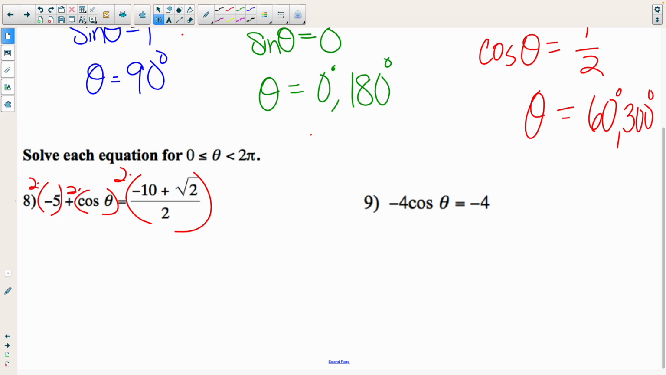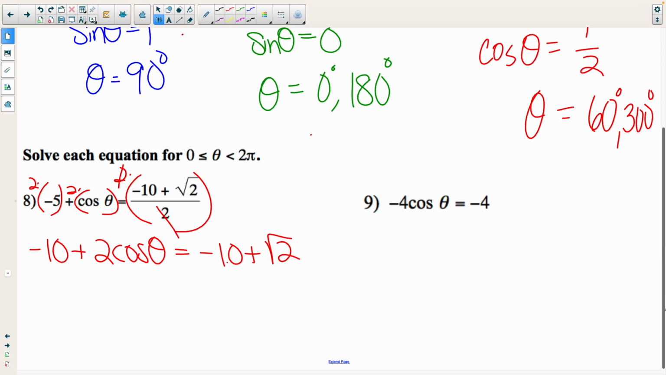So that's going to give me -10. And then most importantly here, plus 2 cosine theta. Make sure that trig function gets a 2. And on the right, we've chosen to multiply by something that's being divided, so I don't have to go in there and distribute. The 2 divides out with the 2. So I'm just left with -10 plus root 2 on the right.